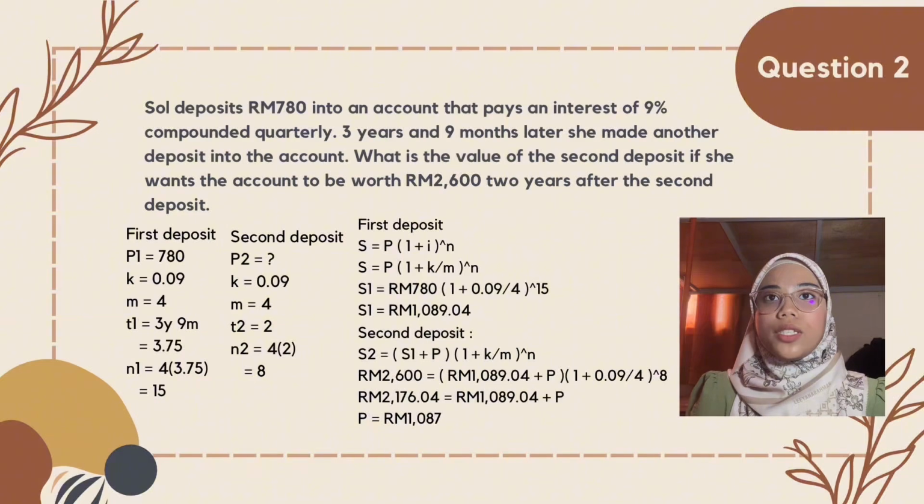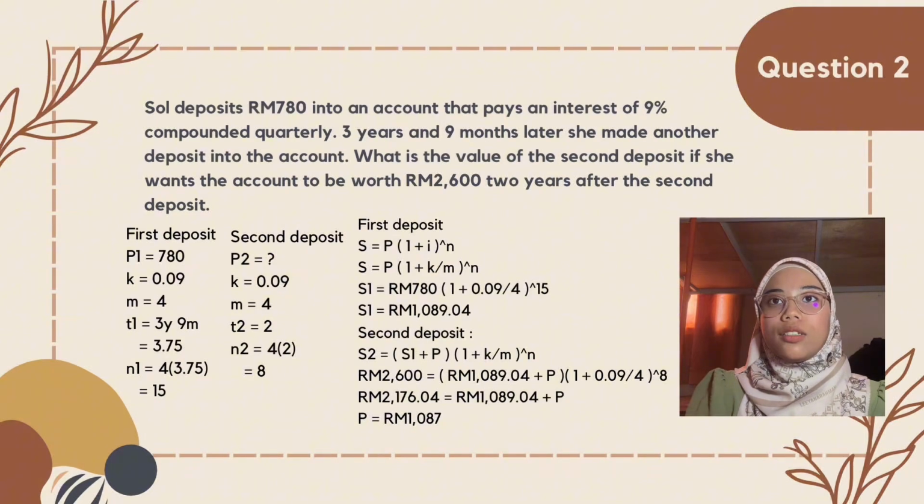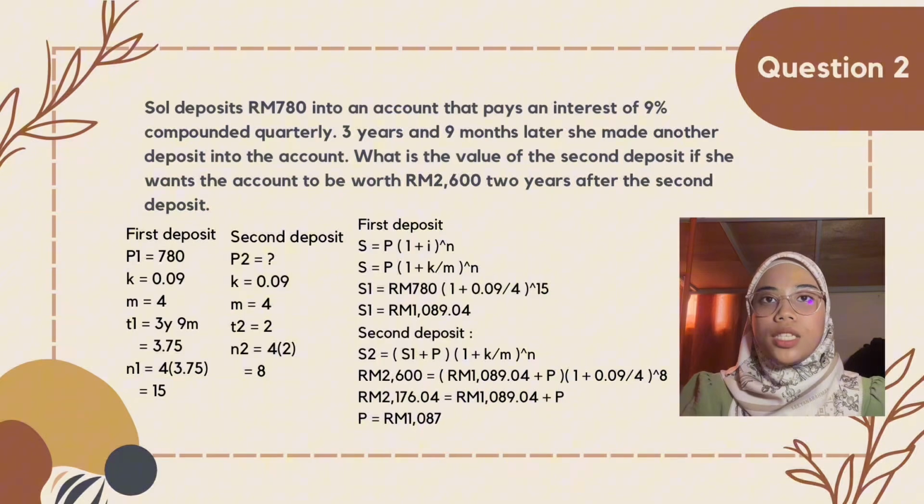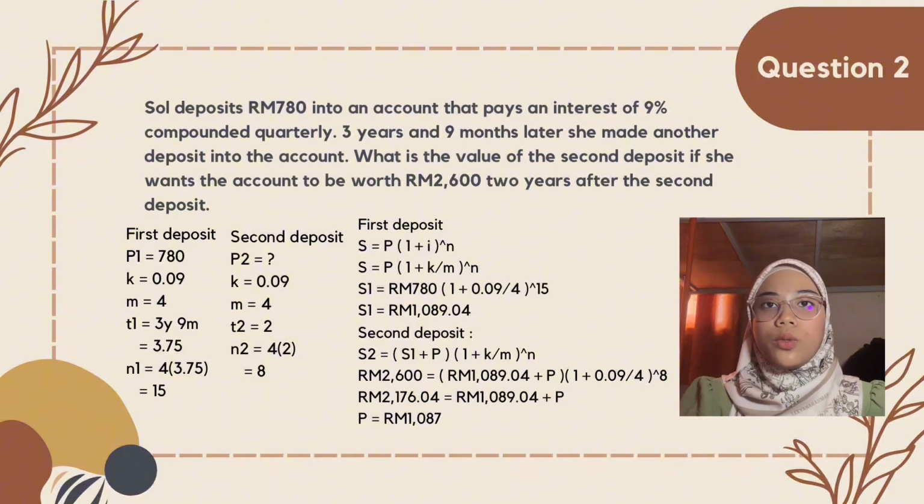Question 2. Soy deposits 780 ringgit into an account that pays an interest of 9% compounded quarterly. 3 years and 9 months later, she made another deposit into the account. What is the value of the second deposit if she wants the account to be worth 2,600 ringgit 2 years after the second deposit? For first deposit, P1 equals 780, K equals 0.09, m equals 4, T1 equals 3.75, and n1 equals 15.